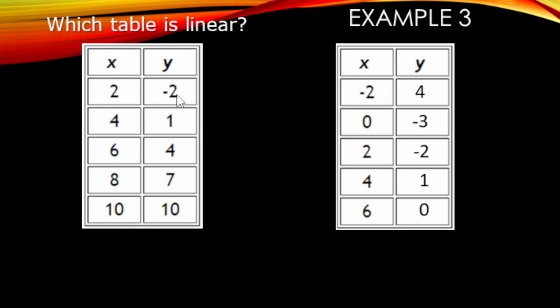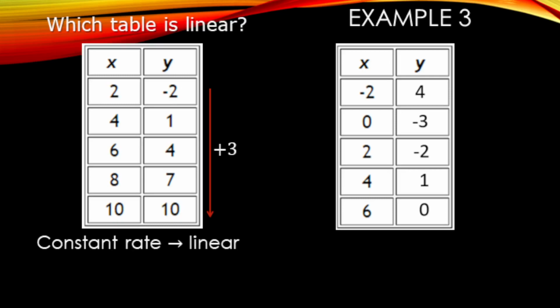What are the y's going by? Well, -2 to 1, that's a +3. 1 to 4, +3, 4 to 7, +3, 7 to 10, +3. So as we read the table, again, from top to bottom, the y's are going up by 3 while the x's are going by 2's. All the x's are going by 2's, all the y's are going by 3's. So this has a constant rate. You're always adding 3 for every 2 x's here. So the rate is actually 3 over 2, 1.5. As long as you have a constant rate, that's going to be linear.